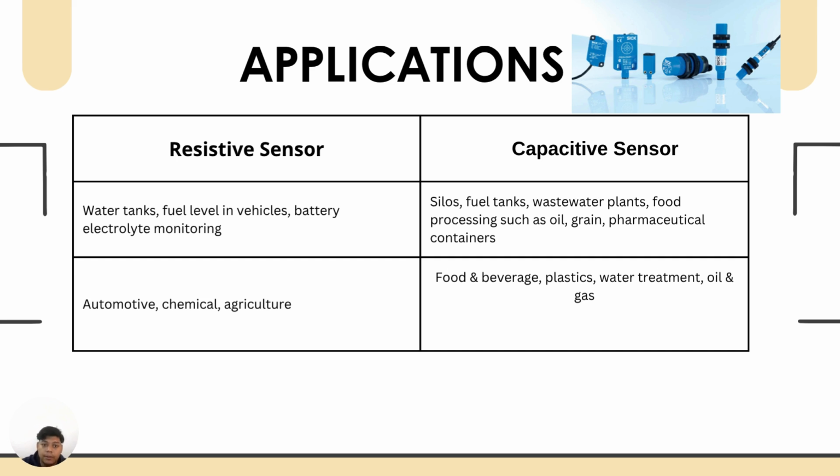On the other hand, capacitive sensors are used in a much wider range of applications, such as oil tanks, food processing and beverage storage, pharmaceutical industries, grain silos, plastic and powder processing, and wastewater treatment plants. They are especially valuable in situations where the material is non-conductive or where non-contact measurement is preferred, such as in a hygienic or hazardous environment.